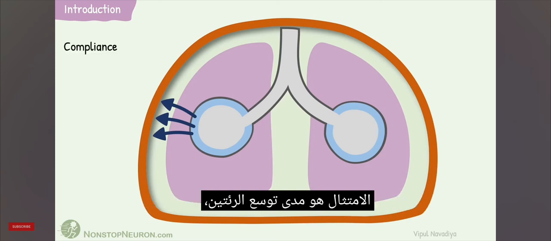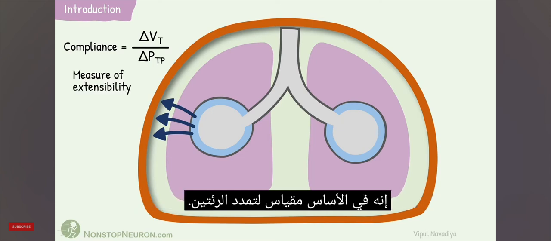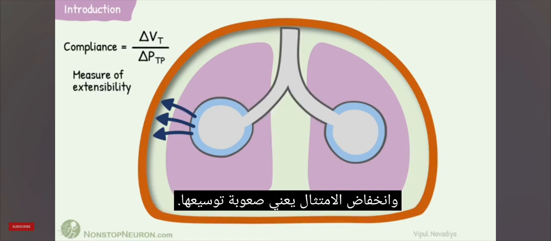Compliance is extent to which lungs expand with unit increase in transpulmonary pressure. That's change in lung volume with unit change in transpulmonary pressure. It's basically measure of extensibility of lungs. Higher compliance means it's easy to expand lungs, and lower compliance means it's harder to expand lungs.